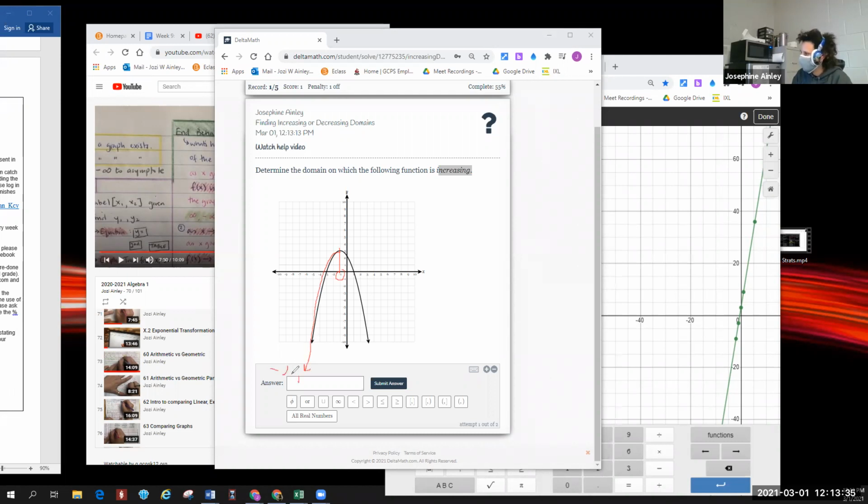So that starts from -infinity and stops at -1. Does it include -infinity? No, because we talked about infinity being open, but it does include -1. So it should be an open and then closed, -infinity to -1.